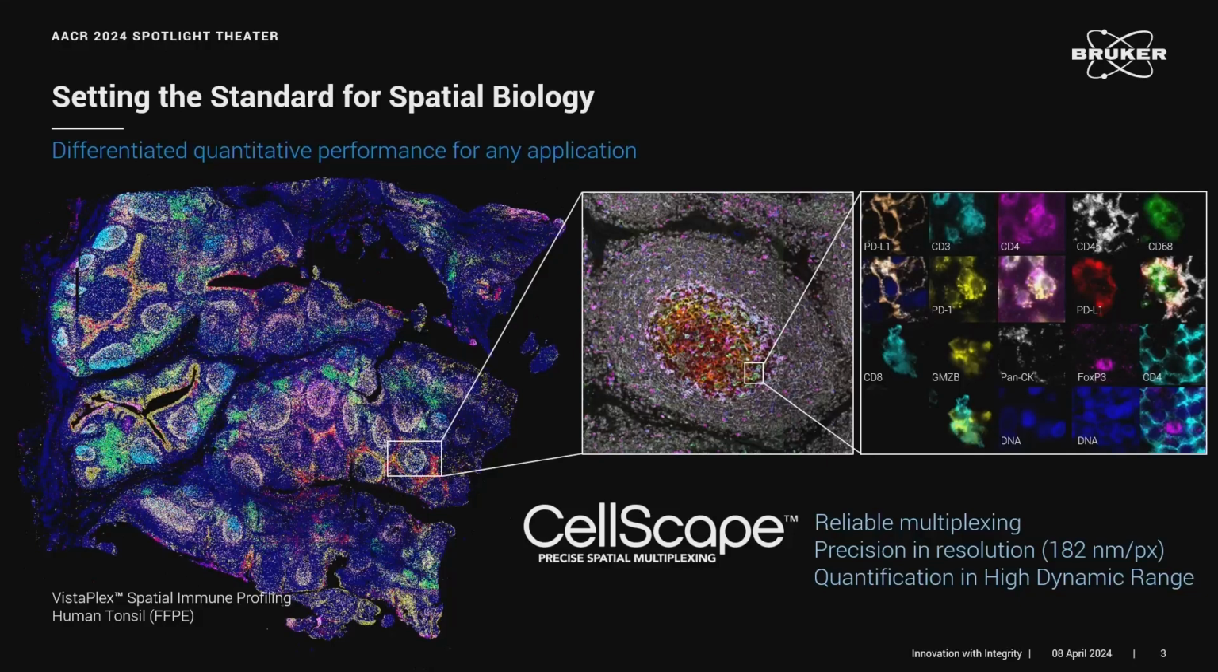We're setting a standard for spatial biology, and it's really about this idea of differentiated quantitative phenotyping. We have a system that allows you to very reliably multiplex, because of a chemistry that's very simple and very clean. We also have best-in-class resolution of 180 nanometer per pixel, as well as something we call HDR, high dynamic range imaging.